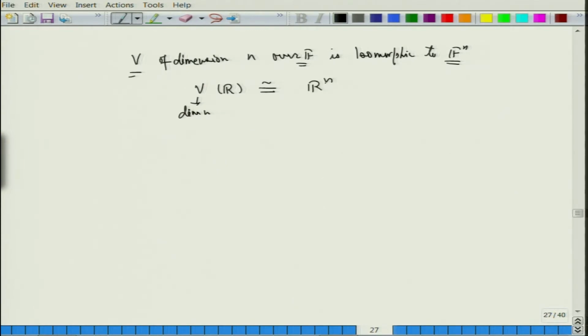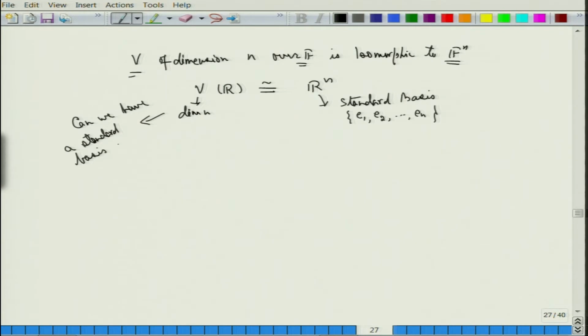Fine. Now we are saying it looks like R^n, but in R^n we have something nice. We have what is called a standard basis, e1, e2, ..., en. So the question arises, can we have a standard basis for V as well?